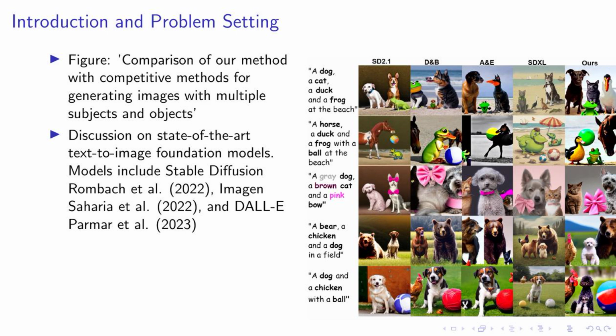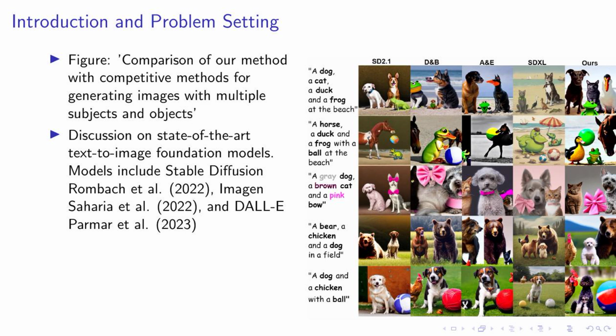Such as Stable Diffusion, Imagen, and DALL-E. These models, while impressive, struggle with certain semantic issues when synthesizing text to image, particularly when dealing with multiple subjects or objects. The three main challenges are subject neglect, subject blending, and attribute binding.